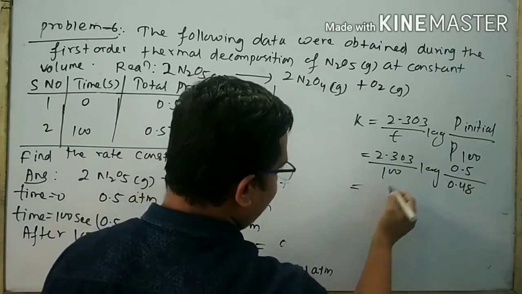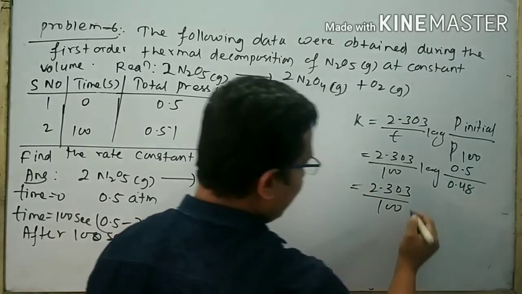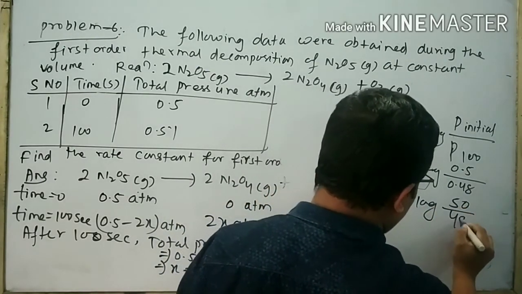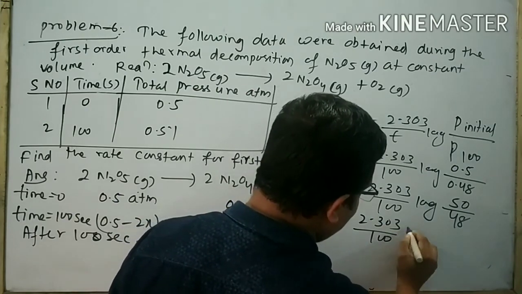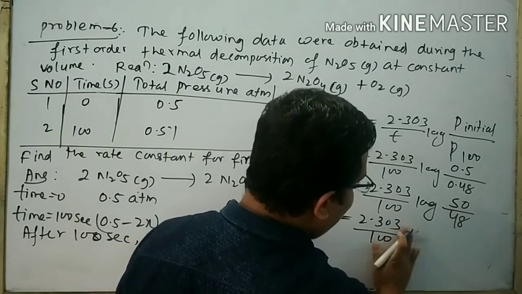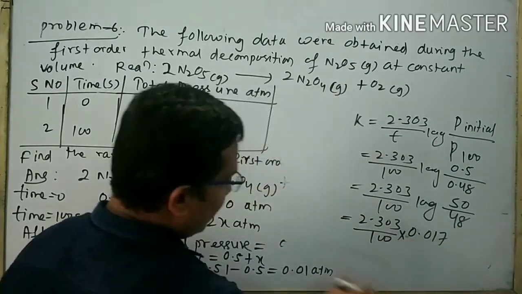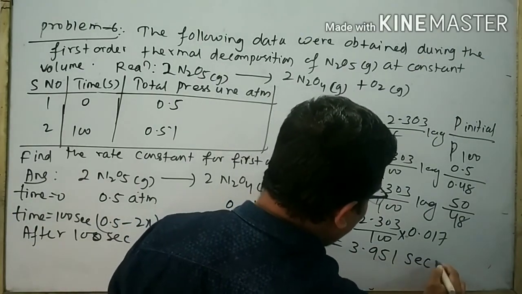Now I can solve this. 2.303 divided by 100 into log of 50 by 48 is 0.017. Finally, the answer is 3.951 second inverse.